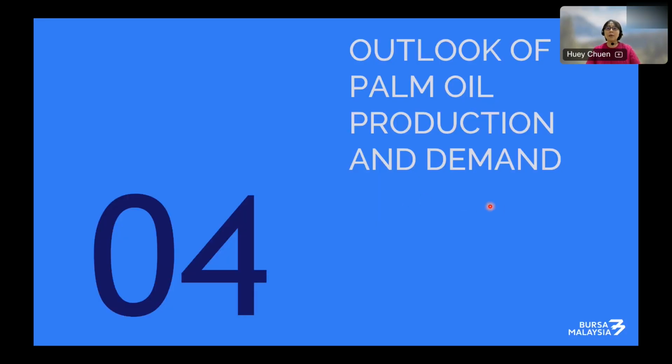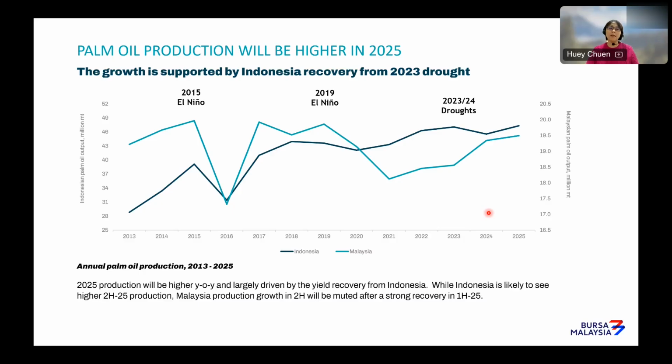So what is the outlook like for the palm oil production and demand? This one we are looking at as a bit on the trend side. Palm oil production is very sensitive to the weather patterns. This palm tree needs a lot of water, so when we have the El Nino, it's especially disruptive to the production trend.